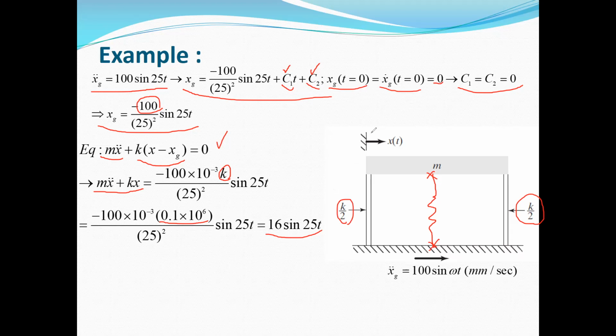So we have one non-homogeneous ordinary differential equation. The non-homogeneous term is a sine function, a harmonic with frequency 25 radian per second. So we can find the response to this excitation as a particular response for this equation by considering the particular solution as a combination of sine and cosine with the frequency of 25 radian per second.